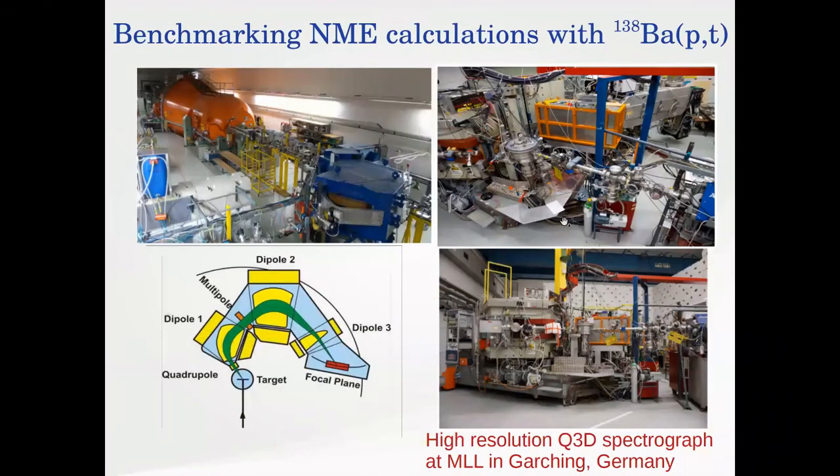So we decided to go ahead and do some experiments to see if the understanding of the theory of these nuclear matrix elements is on a secure footing. We went ahead and did that at a high resolution spectrometer. Unfortunately, this facility has shut down, but the uniqueness about this facility is they have a tandem, which gives you very precisely known beams, and they have this high resolution Q3D spectrograph, which consists of one quadrupole and three dipoles.